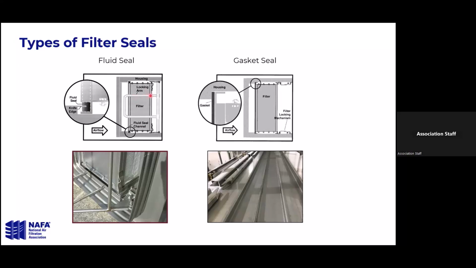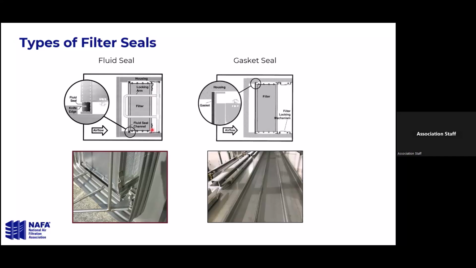And generally, when you have a fluid seal filter in a site access containment housing, you'll have what's known as an extractor clip. What that extractor clip does, it's attached to the filter itself, and it'll actually ride on an angle in the housing that's attached to that locking arm. And as that locking arm is actuated, that bar is going to actually either pull on that extractor clip or push on the filter to get it off and onto that knife edge.